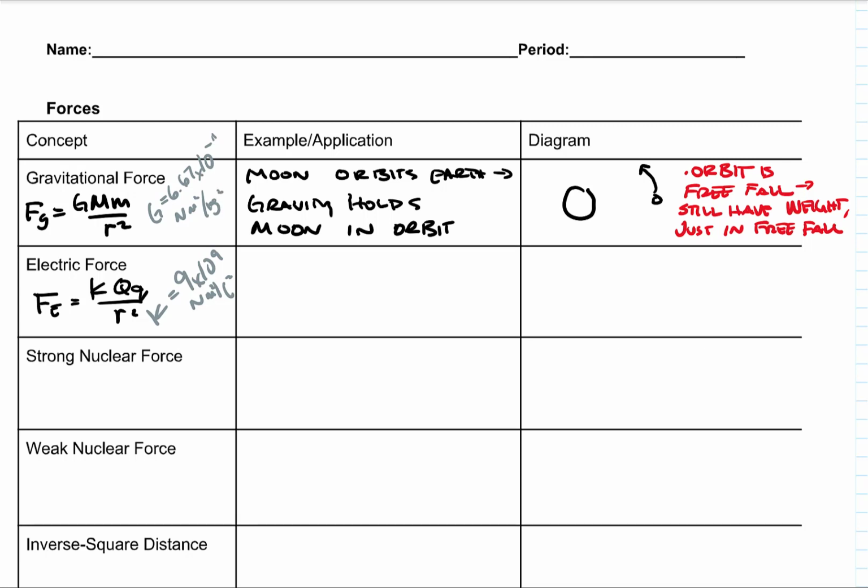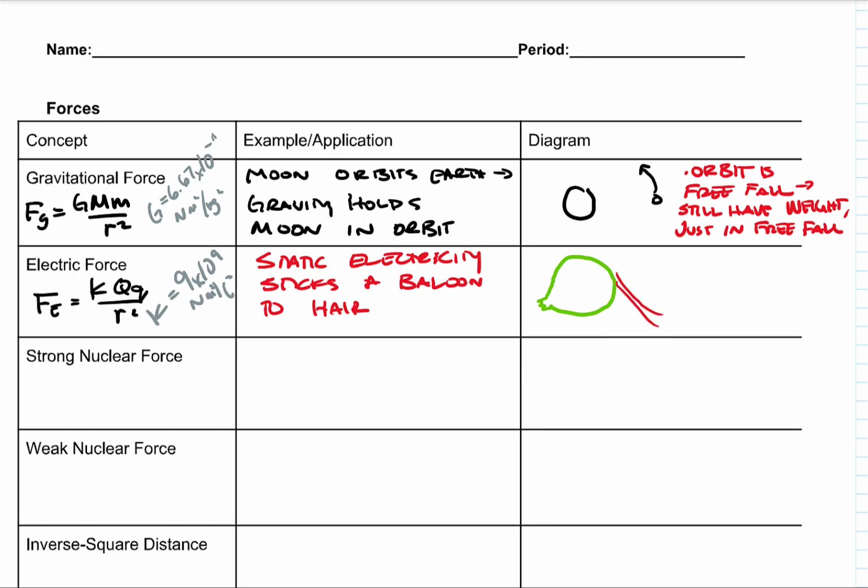For the electrical force, static electricity sticks a balloon to hair. And so for that balloon, all of a person's hair is sticking to that balloon, because the balloon would be, let's say, positively charged, and the hair would be negatively charged, and those two things attract.